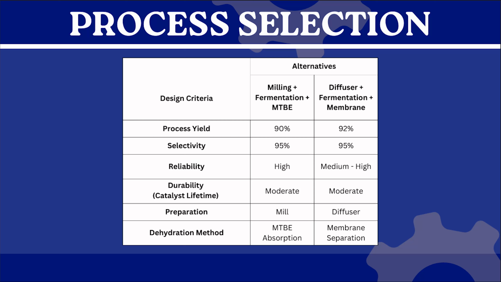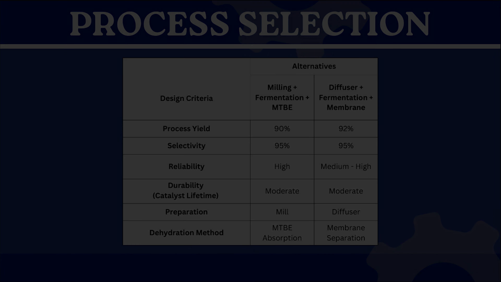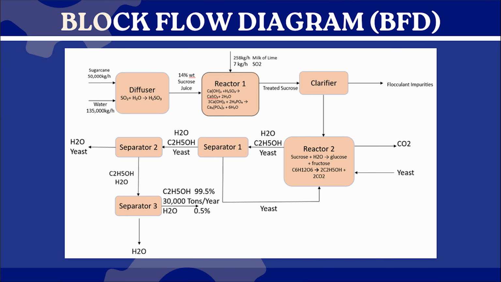In the process selection, we compared two processes. The diffuser gave us the higher yield at 92%. Both have the same selectivity, and the membrane is safer than MTBE. So we selected the diffuser plus membrane because it is more efficient and safer. For the BFD, this is the process flow.